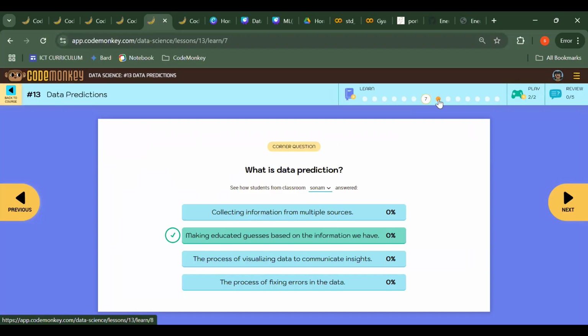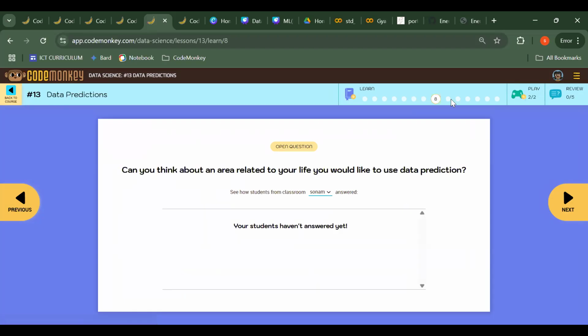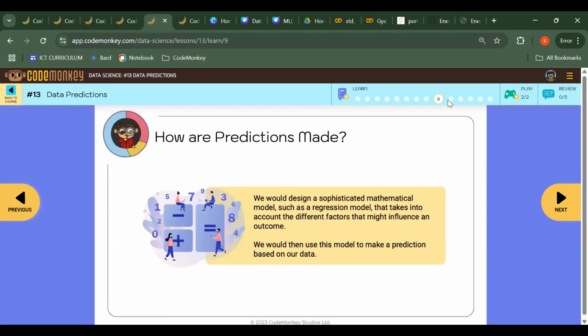Okay, skip this question as well. How is a prediction made?